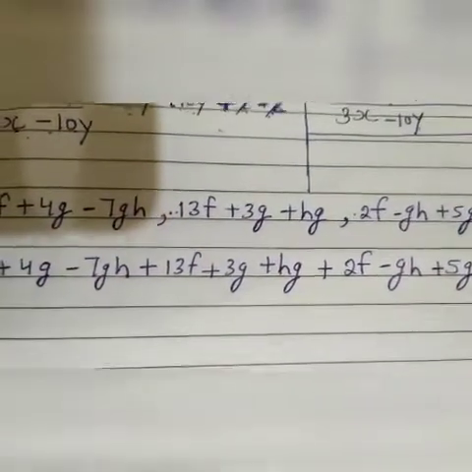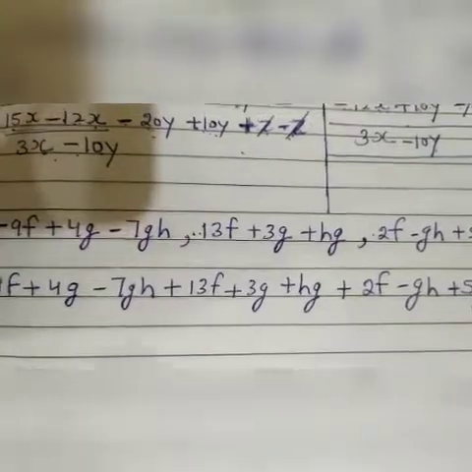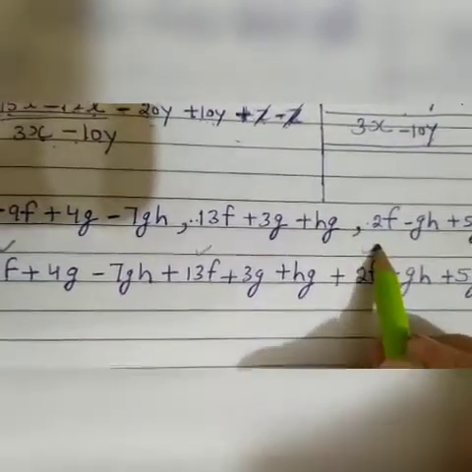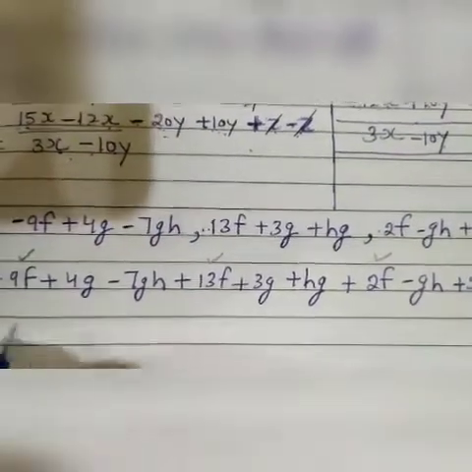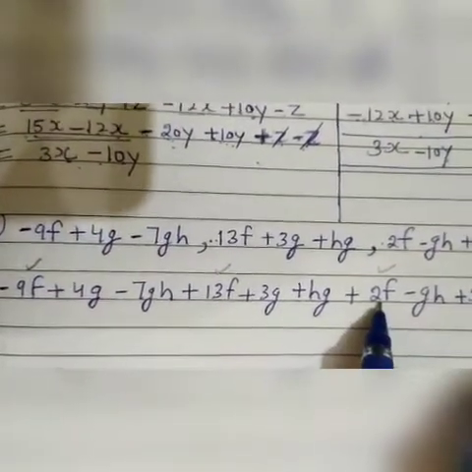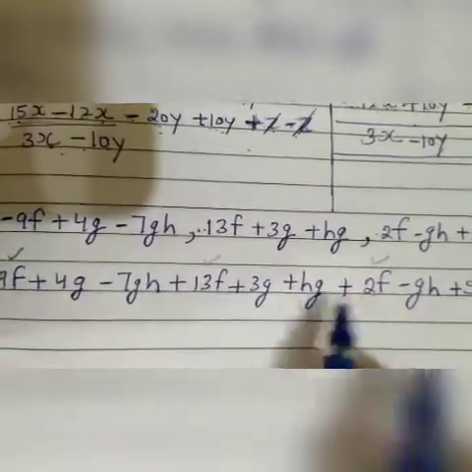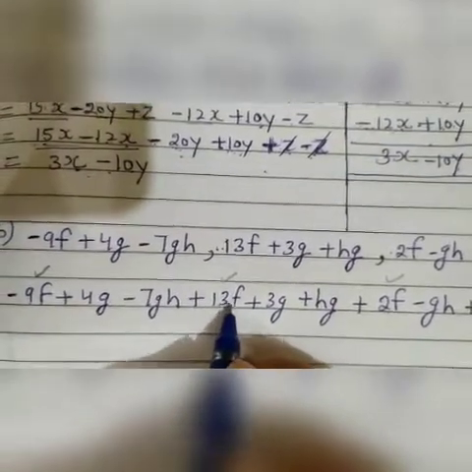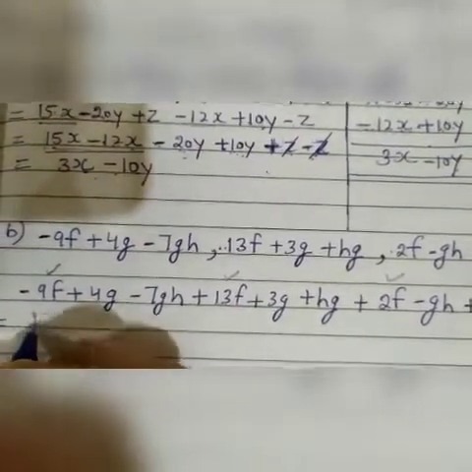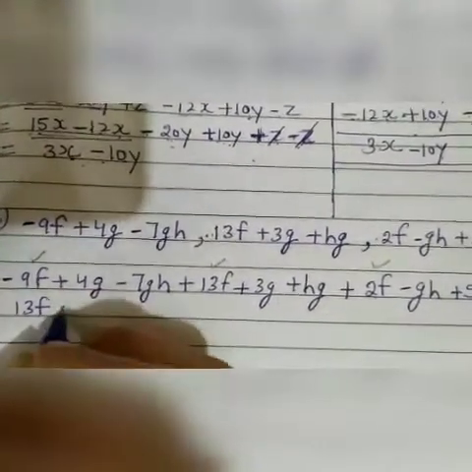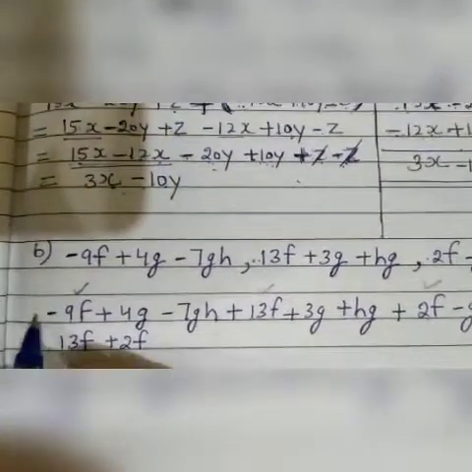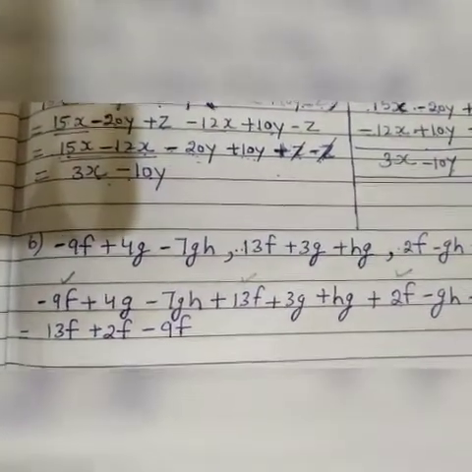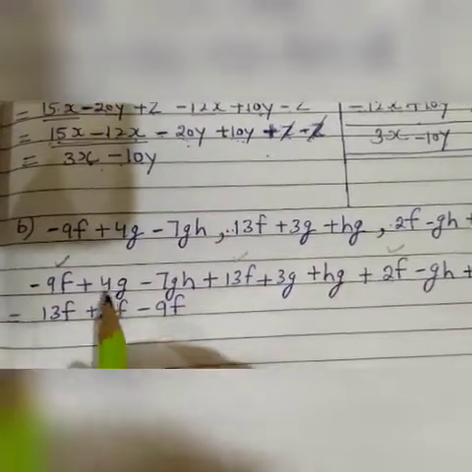Now students, select like terms. This is minus 9f, this is 13f, this is 2f. Among these three like terms, these two are positive, so first we will write the positive term. It will be written not as plus 13f, but simply 13f. We will write 13f, then plus 2f, then this minus 9f. Clear?